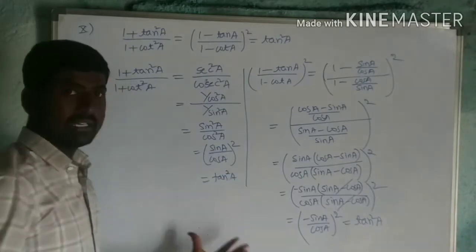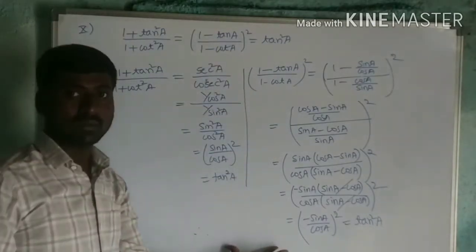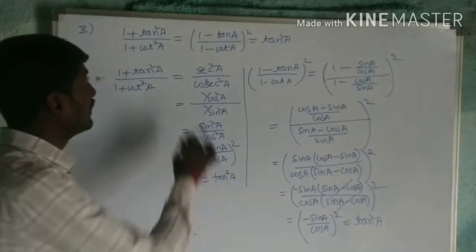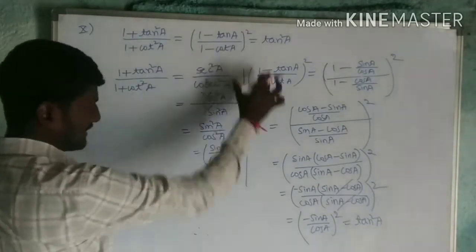Therefore at the end you write the same problem. Whatever they given you should write it here. Therefore 1 plus tan square A, write this same term here.